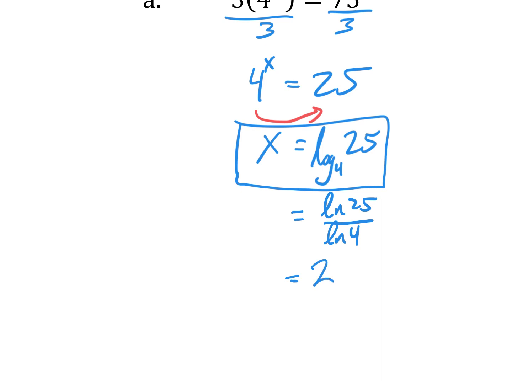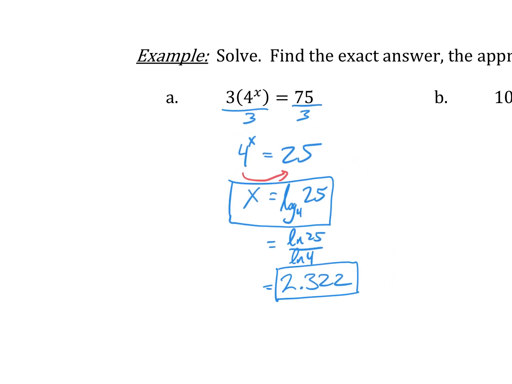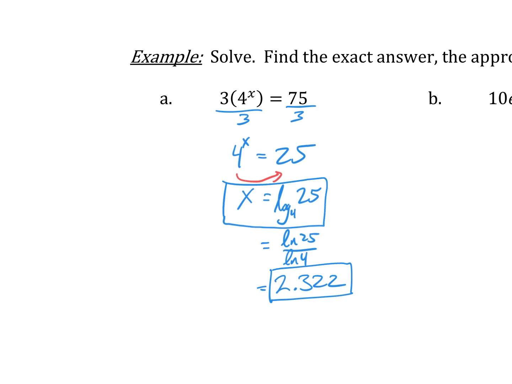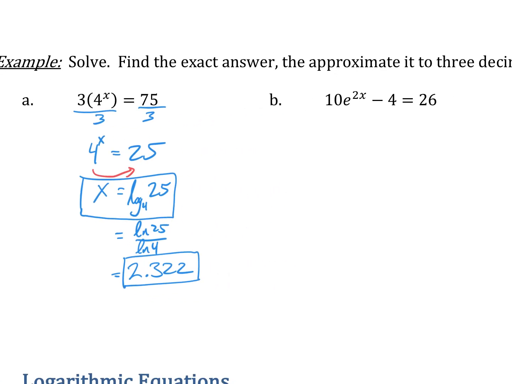And that's going to give us about 2.322 as our approximation. Okay, so again, get that exponential by itself first and change it into a logarithm.